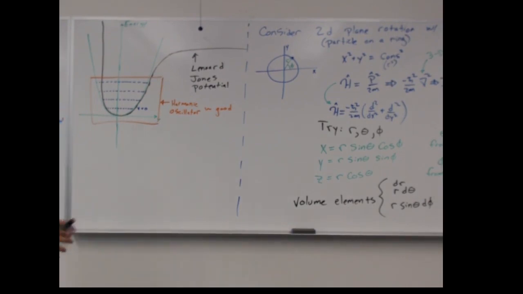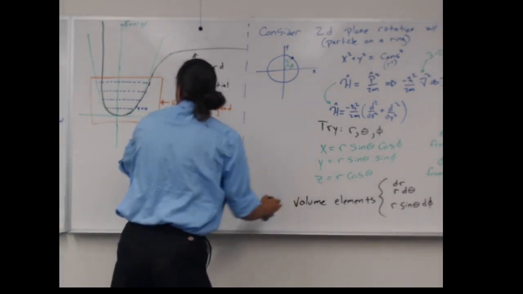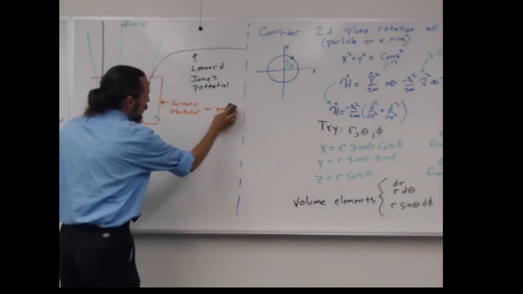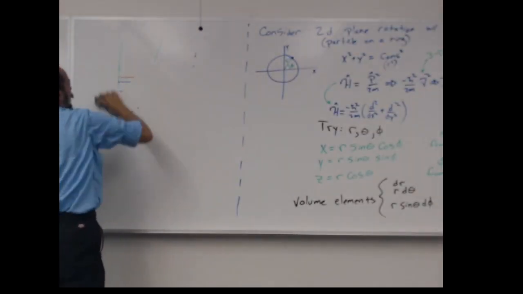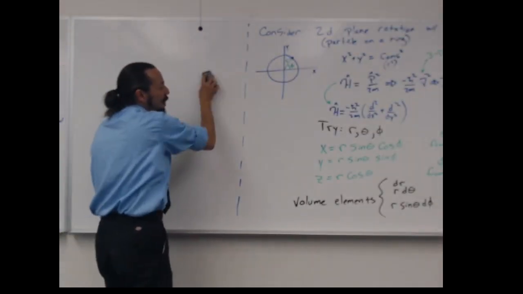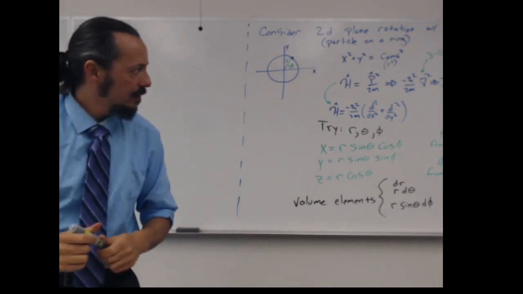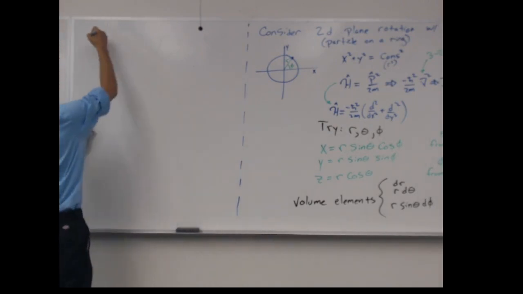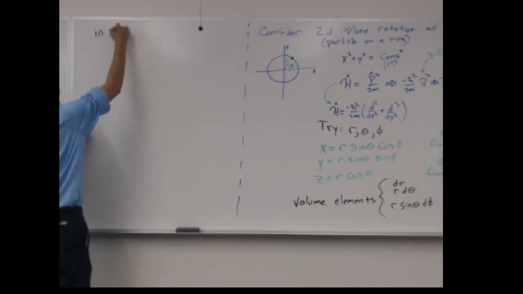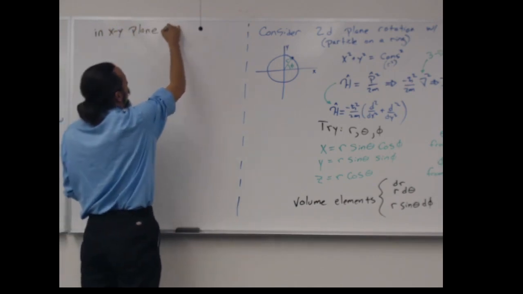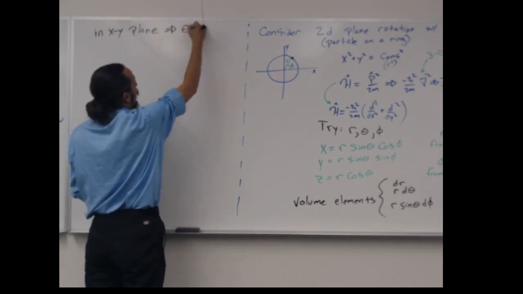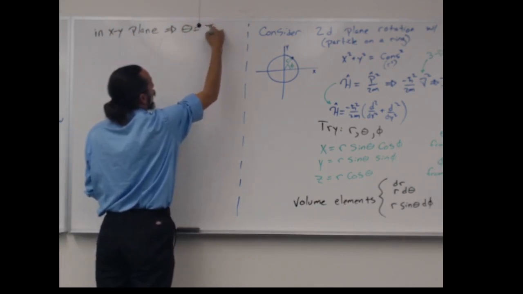We're going to restrict ourselves. I'm going to erase this bit so I can keep working over here. So, goodbye Lennard-Jones. So when we restrict ourselves to just be in the xy plane, that would mean essentially theta is equal to pi over 2.